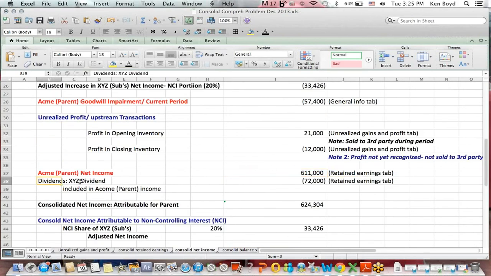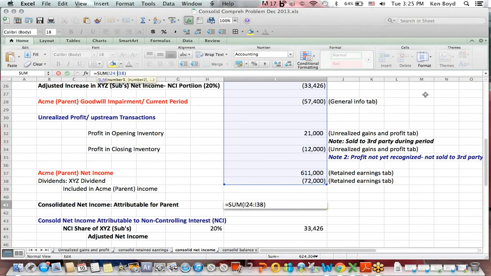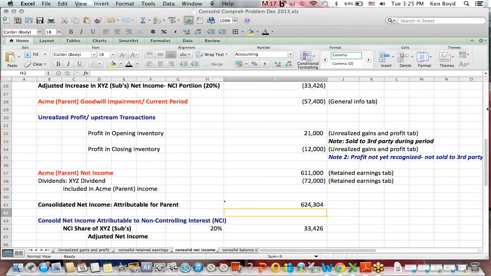And we also had dividends declared by the sub, of which 80% of those declared dividends are going to be included in Acme, the parent's income, to the tune of $72,000. So what we get in the summation is consolidated income attributable to the parent.